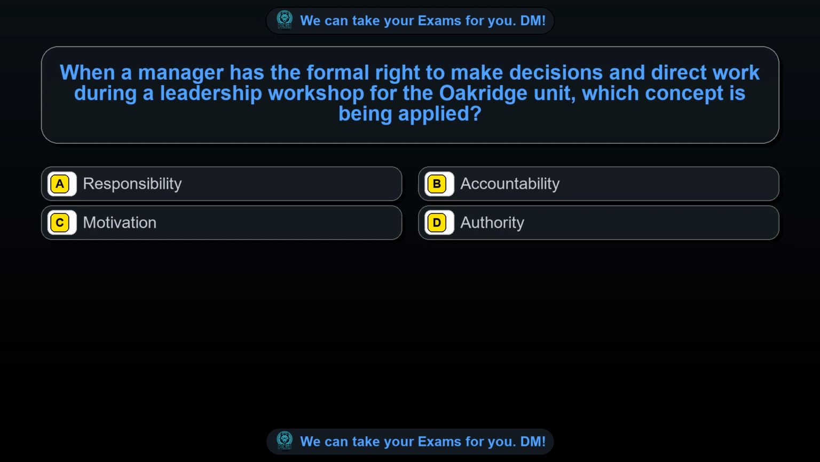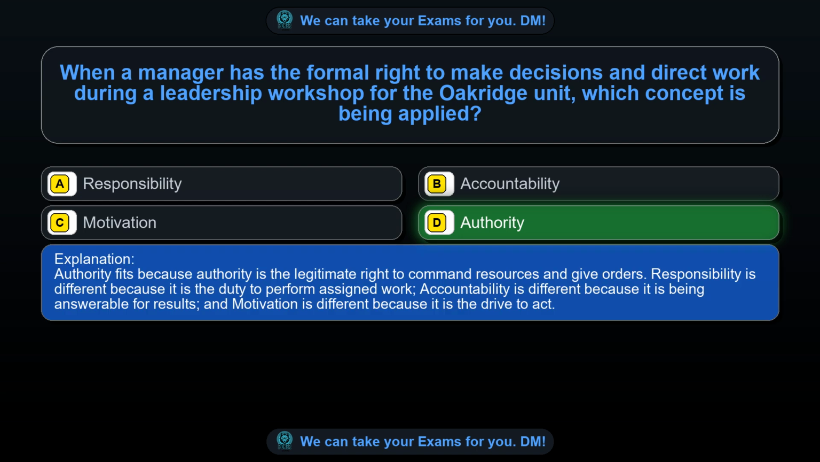Question 84. When a manager has the formal right to make decisions and direct work during a leadership workshop for the Oak Ridge unit, which concept is being applied? Option A, responsibility. Option B, accountability. Option C, motivation. Option D, authority. The correct answer is option D, authority.